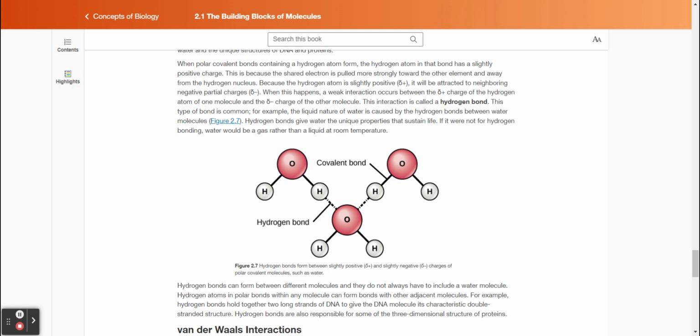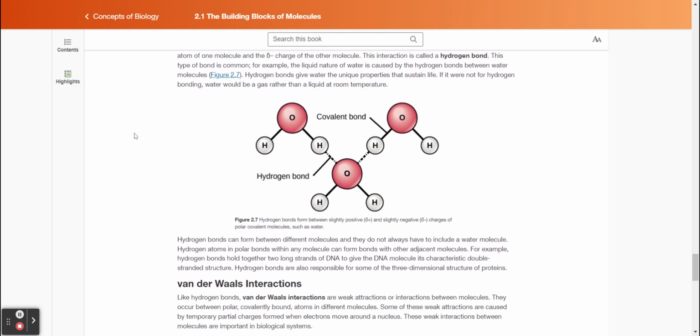This type of bond is common. For example, the liquid nature of water is caused by the hydrogen bonds between water molecules. Hydrogen bonds give water the unique properties that sustain life. If it were not for hydrogen bonding, water would be a gas rather than a liquid at room temperatures. Figure 2.7. Hydrogen bonds form between slightly positive and slightly negative charges of polar covalent molecules, such as water.